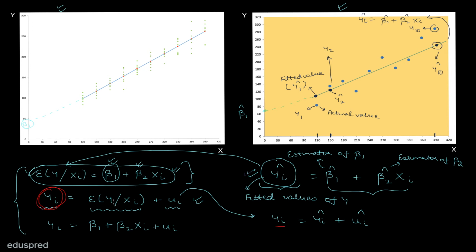On the right hand side of the population equation, we have expected value of y given xi, and as I told you while writing the first equation, the sample counterpart of expected value of y given xi is yi hat. So we have yi hat over here. The second term in the population equation is ui, which is the population error term, and the second term over here is ui hat, which is the sample error term. So ui hat is playing the same role in the sample that ui is playing in the population.